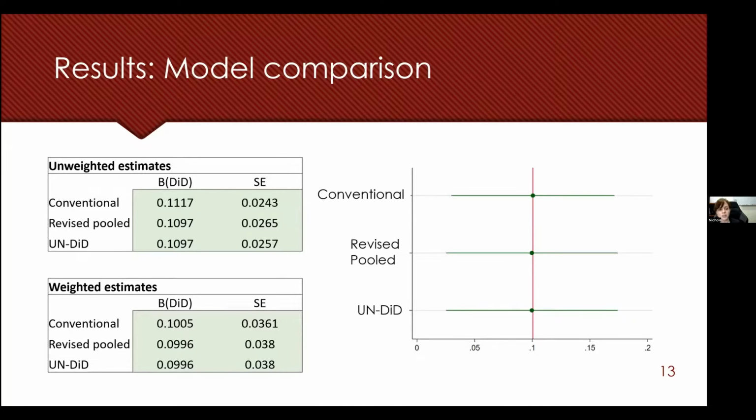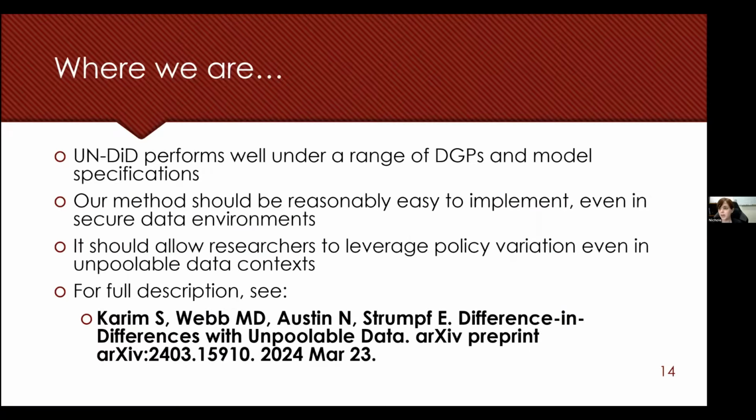You can see that compared to the conventional estimate, our UNDID approach performs very, very well. We're getting quite close to that conventional diff and diff estimate. Same for the standard error. So again, a little bit of difference, but even in a case where we're using real world data and covariates of different forms that vary by province, we are still able to come quite close to that conventional diff and diff estimate, even without the benefit of a pooled data set.